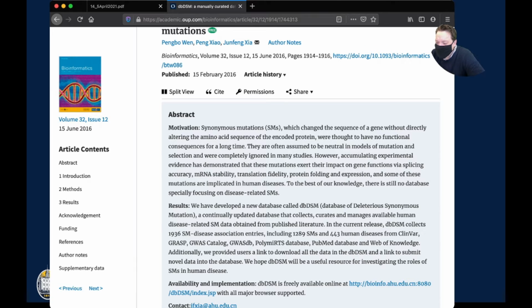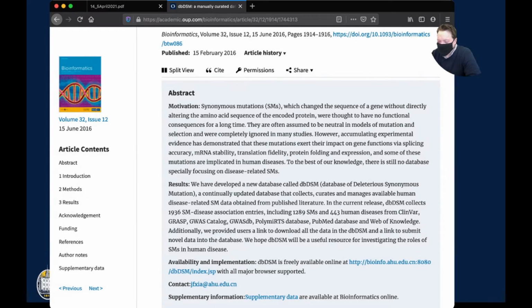For instance, if you look at the abstract of this paper here, the synonymous mutations, which change the sequence of a gene without directly altering the amino acid sequence of the encoded protein, were thought to have no functional consequences over time. This was a very long-standing take on how silent mutations behaved. Okay, so what? You've got a silent mutation, the protein's still the same, you're fine. It's that kind of thinking here. They were thought to have no functional consequences.